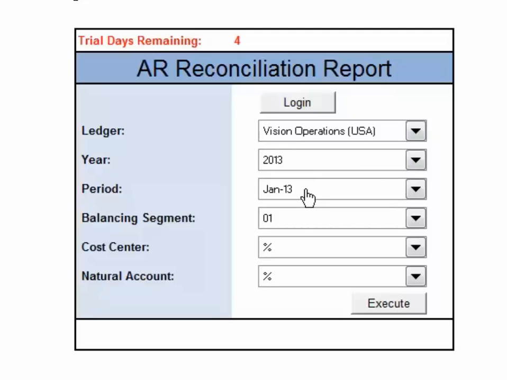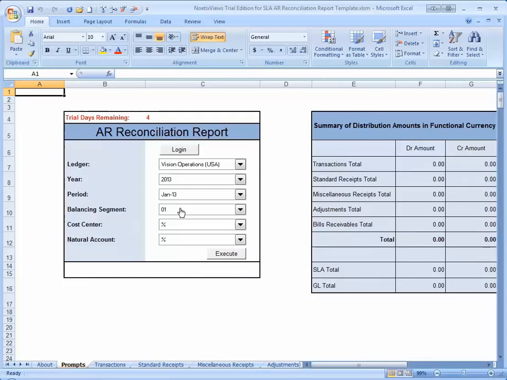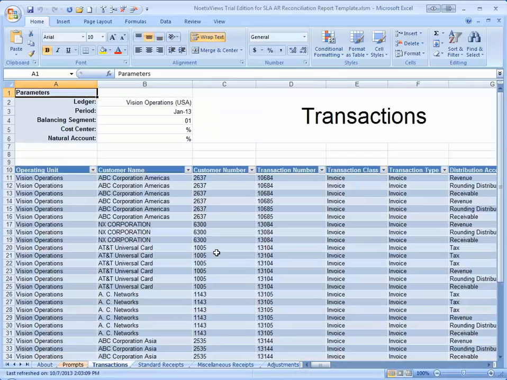And an entry for balancing segment. I'm going to use that balancing segment as well. And also, let's use the percent symbol to represent all the values for the cost center and natural account segments. Now let's run the report. Note in the message area below the parameters, the current tab being refreshed is displayed. Once all the tabs are finished refreshing, you are automatically taken to the Transactions tab.